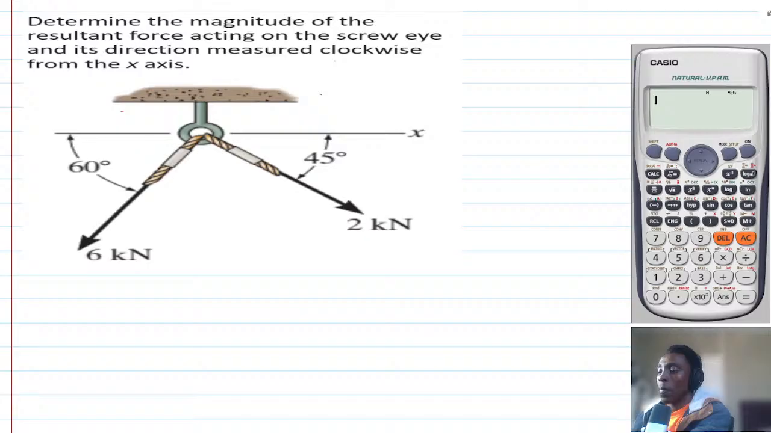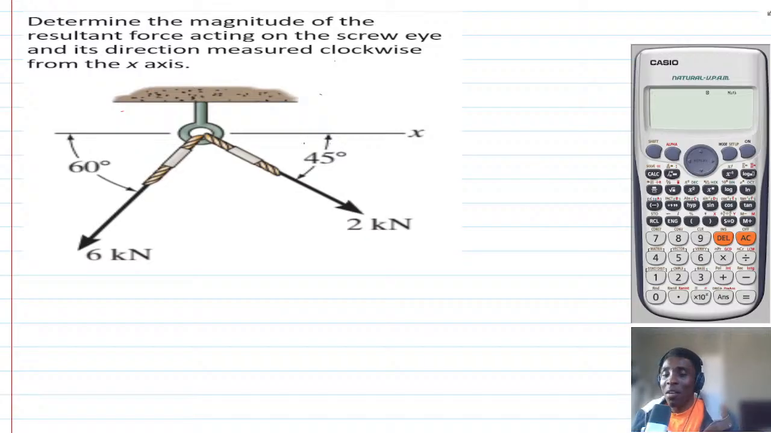All right. So essentially, whenever you have a question like this, you've been asked to determine the magnitude of the resultant force. Yes, it is being recorded, please. It is being recorded, so don't worry. Thank you very much.